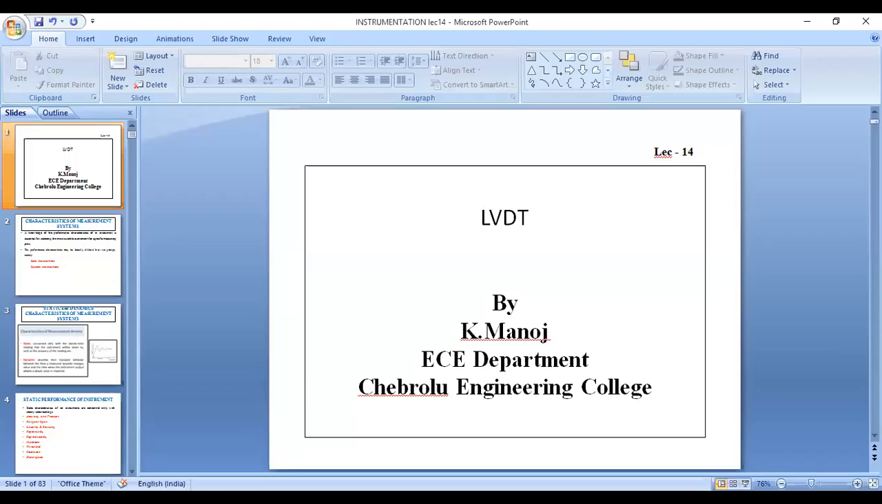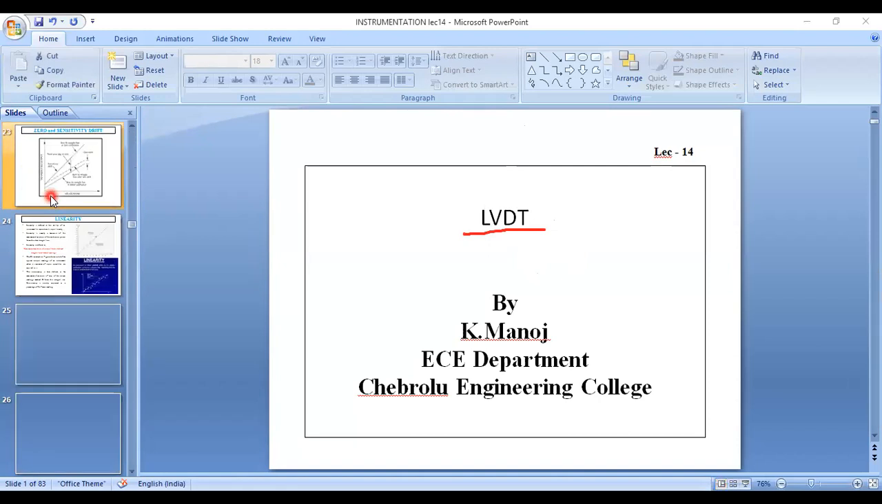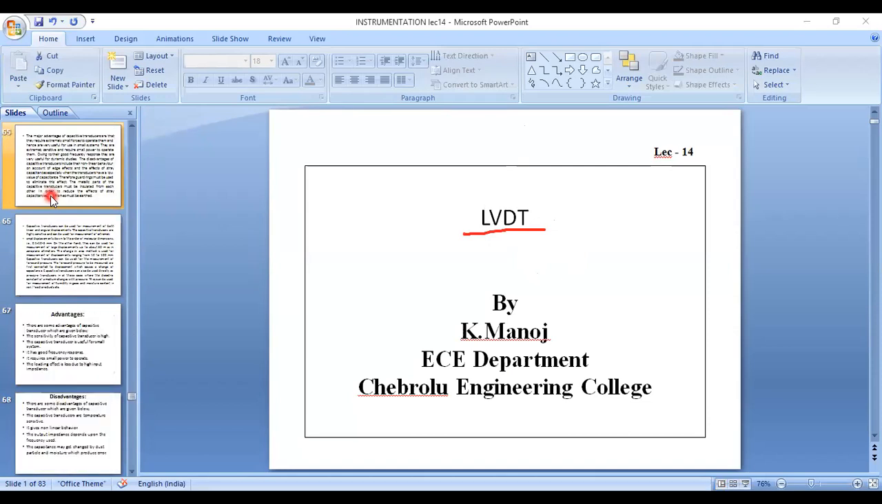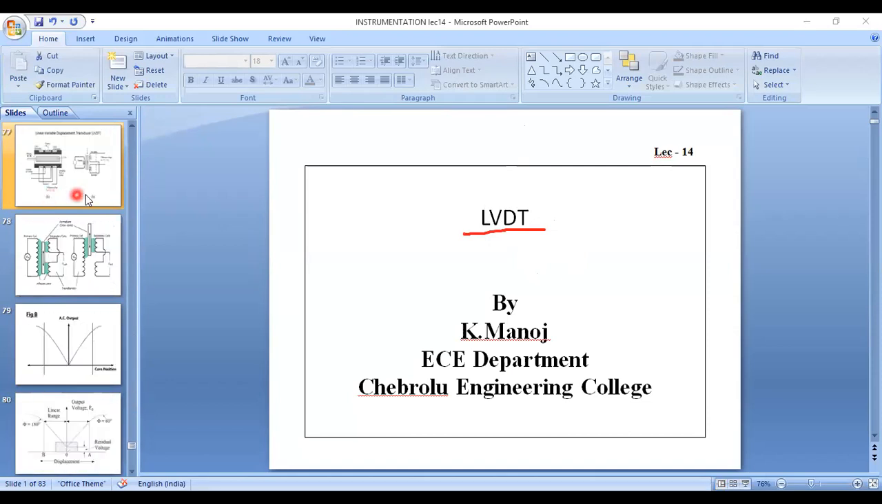So in yesterday's class, we have seen what LVDT means. LVDT means linear variable differential transducer. So why the name linear variable differential transducer, and how it is used, and what about its working? All these concepts we have seen in yesterday's class, right?